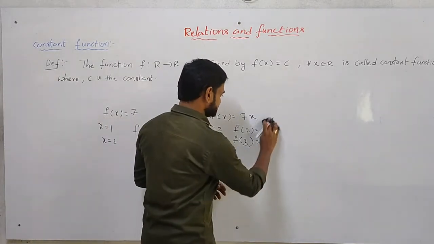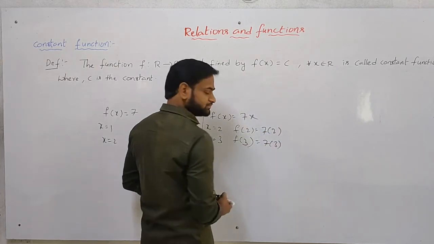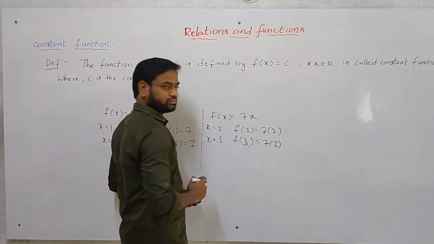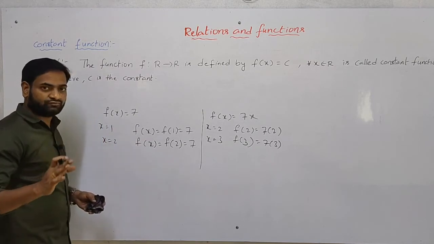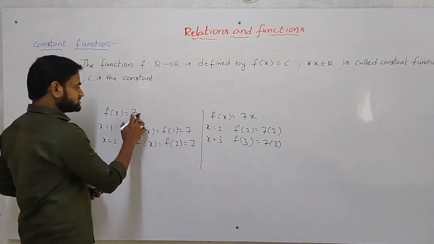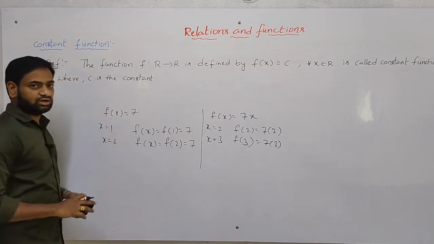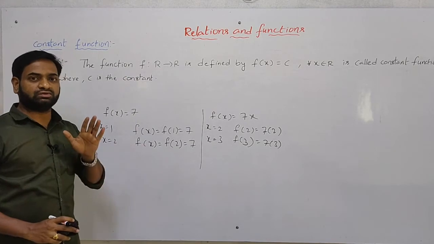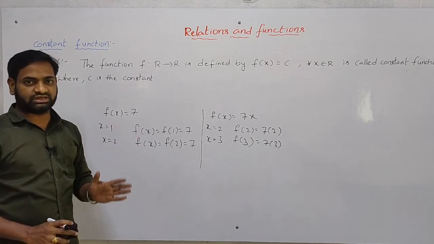Just observe here. It is 7 into 2. It is 7 into 3. So when you have an x term, you can substitute the value. But here there is no x term, so we cannot substitute the value of x. That's why it is 7 only. So that function is called a constant function. That means you take any value of x, the function value never changes. That is fixed.